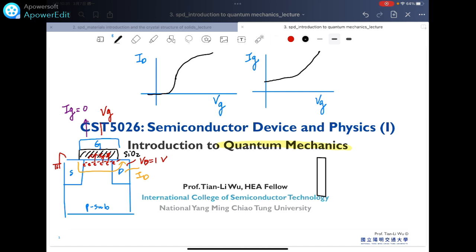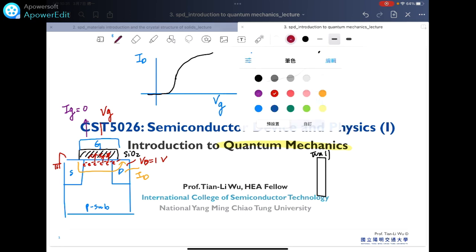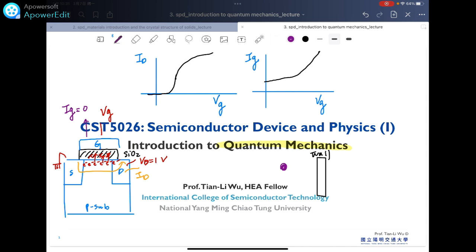So the quantum mechanics idea is this: consider a wall, just a wall, not a dielectric. If you throw a ball toward the wall, based on classical physics, there's only one thing that can happen: the ball will rebound. There's no chance you will find the ball on the other side. No matter how fast the ball is thrown, there's no chance that the ball can go through the wall and transport to the other side.